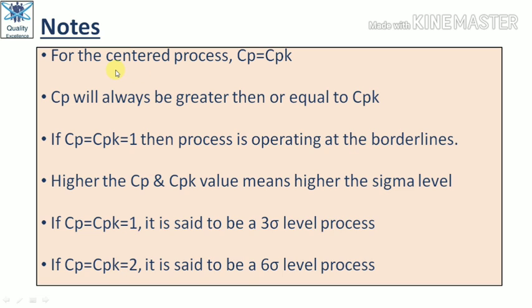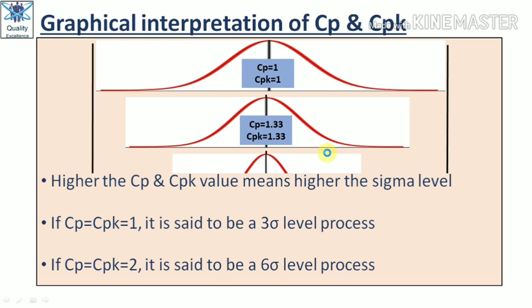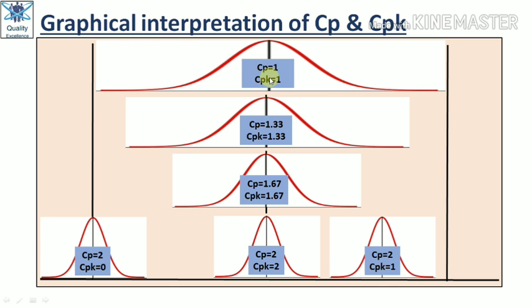And let us refer some notes now. For the centered process, CP is equal to CPK. CP will always be greater than or equal to CPK. If CP is equal to CPK is equal to 1, then process is operating at the border lines. You can see in the previous slide, here CP is equal to CPK is equal to 1, means your specification width and your process width is same, and your process is running in boundary cases, right?